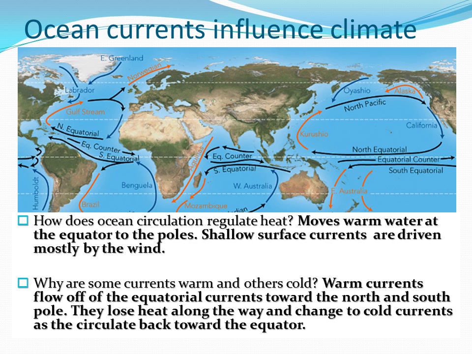Why are some currents warm and other currents cold? Warm currents flow off of the equatorial currents toward the North and South Pole. The equatorial currents are warm because they're receiving the most direct sunlight. Okay, that's that differential heating thing we talked about last time. They lose heat along the way and change to cold currents as they circulate back toward the equator.